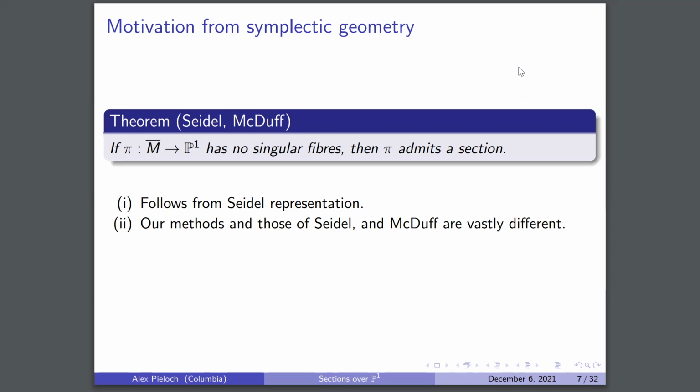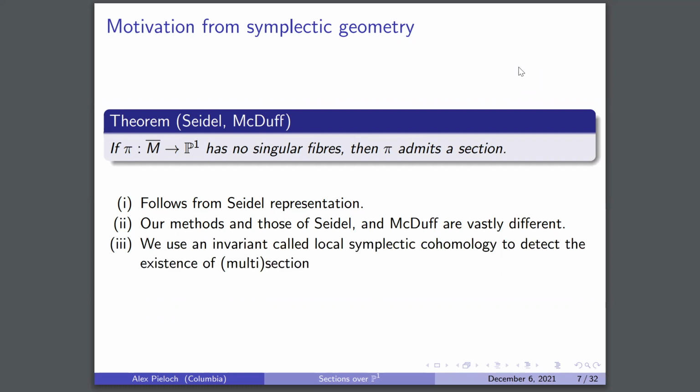Okay, so Seidel and McDuff use sort of a symplectic connect-sum construction to go about getting these particular sections. In my particular case, I'm going to instead use a flavor of Floer theory that is quantitative. I'm going to use something called local symplectic cohomology, which is a cohomology group associated to symplectic manifolds that we will use to actually detect the existence of these rational curves inside of our space.